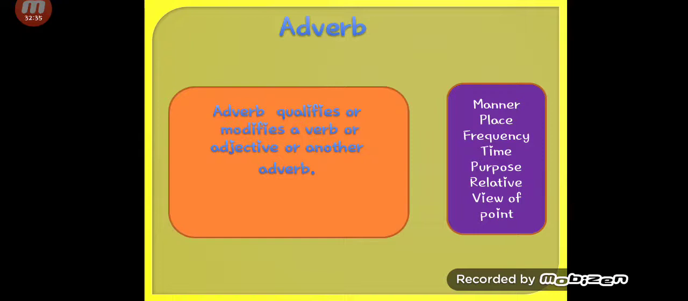Held where? The price of petrol is increasing day by day, or increasing extremely fast. That shows the degree or number. Adverbs also have different types. There are nine different categories of adverbs.